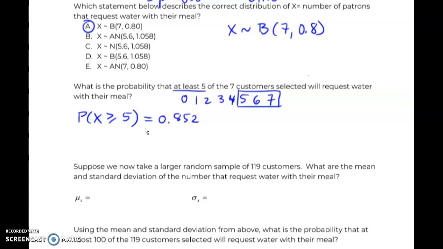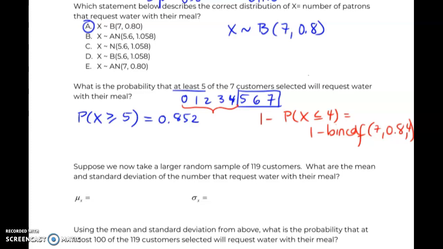Now, if we did this on a TI-84, we would actually have to look at the complement over here, and we would do 1 minus the probability that X is less or equal to 4, which is 1 minus the binomial CDF, with N equals 7, P equals 0.8, and the largest value being 4 over here. But we've been looking mostly at StatCrunch.